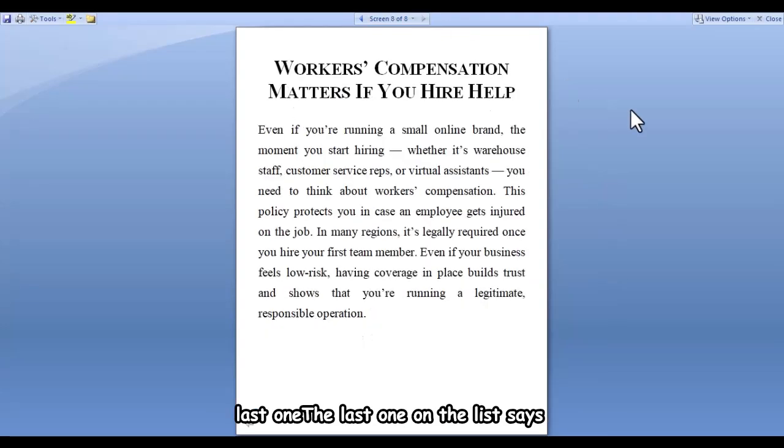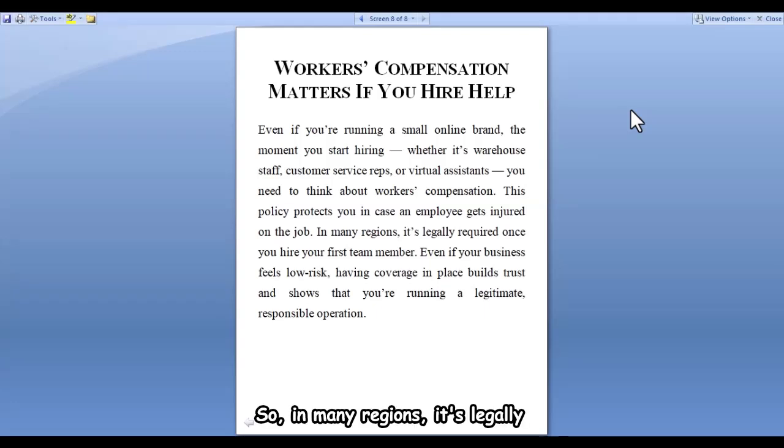The last one on the list says workers' compensation matters if you hire help. Even if you're running a small online brand, the moment you are hiring, whether it's warehouse staff, customer service reps, or virtual assistants, you need to think about workers' compensation. These policies protect you in case an employee gets injured on the job.